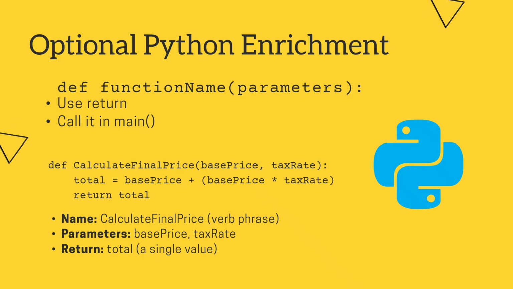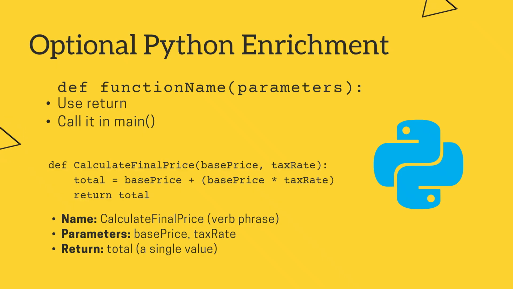Now, if you choose the optional Python enrichment, the pattern is going to be identical. You're going to define a function with parameters, and then have it return a value, and then call it from your main. So again, you just have to take that structure from whatever the chosen scenario of your pseudocode is. For instance, here it is, the same pseudocode that we showed before, defined as a function within Python.